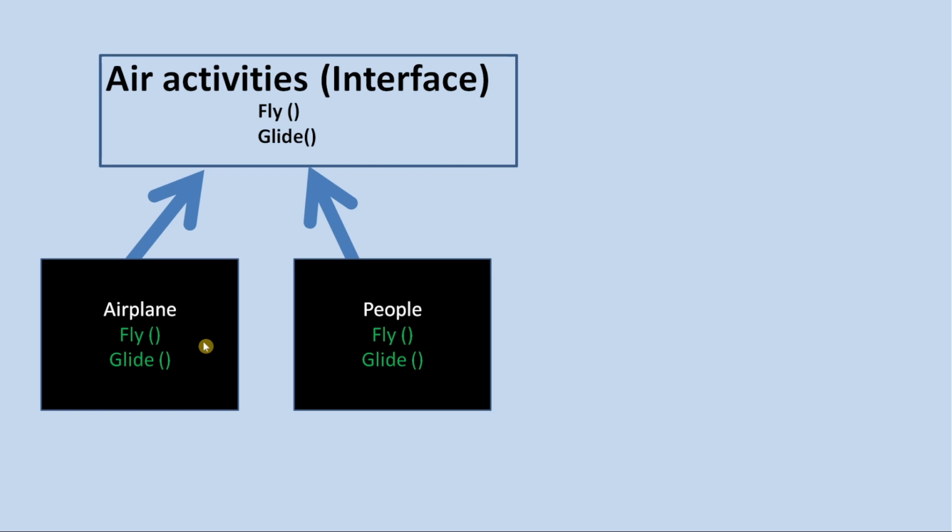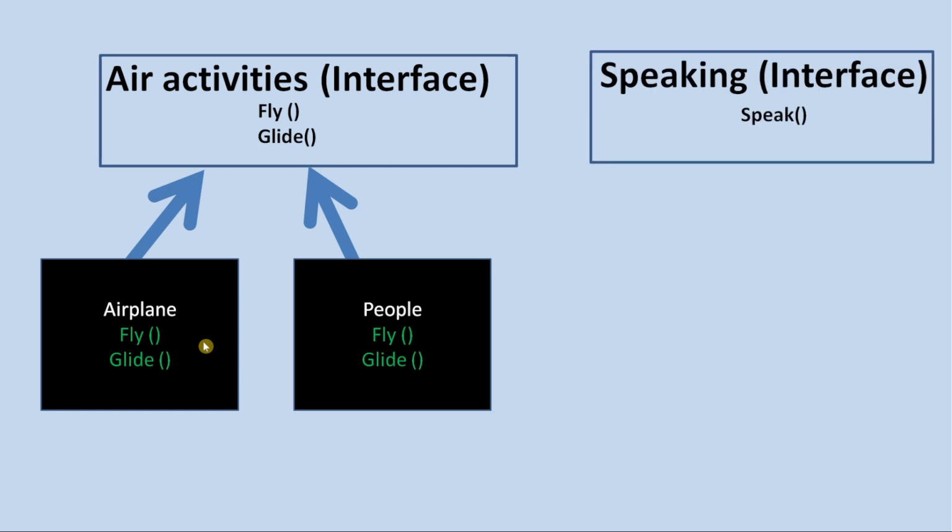Now let's say we have another interface called speaking and it has got a speak method. Only people class can use this interface as airplanes cannot speak. We can again create a speaking type object from people class. Let's look at how we would do this in a coding environment.